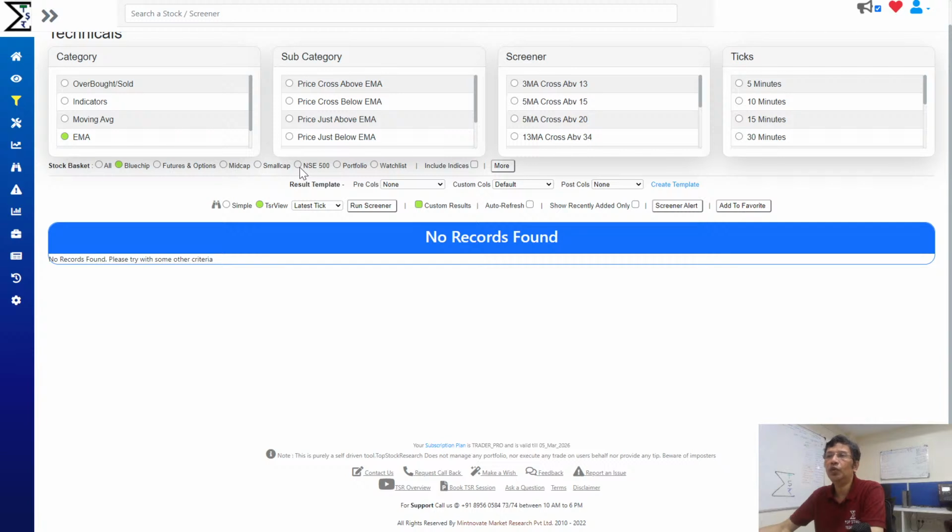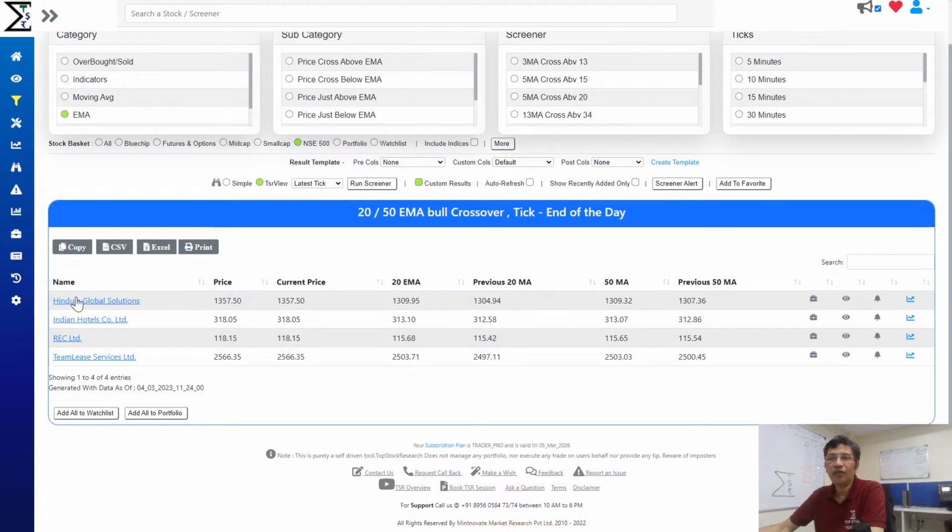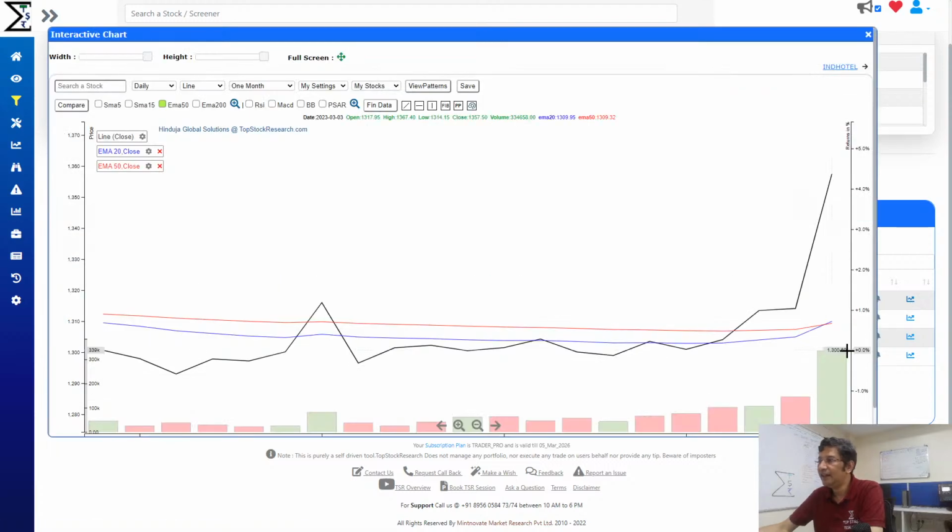Let's increase the scope to NSE 500. We'll see that there are 4 stocks which are matching the criteria, wherein the 20 moving average has crossed above the 50 moving average. So when you look at the charts, you'll see that this is where the moving average is crossing over. Right. Also see there's good volume up here. It was a pretty flattish market. Right.